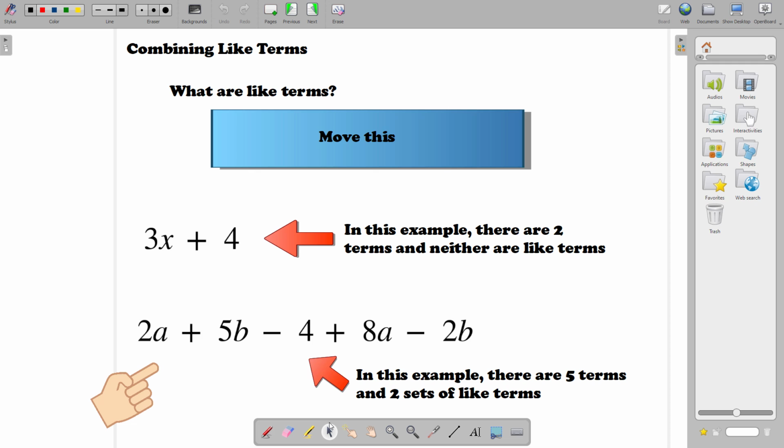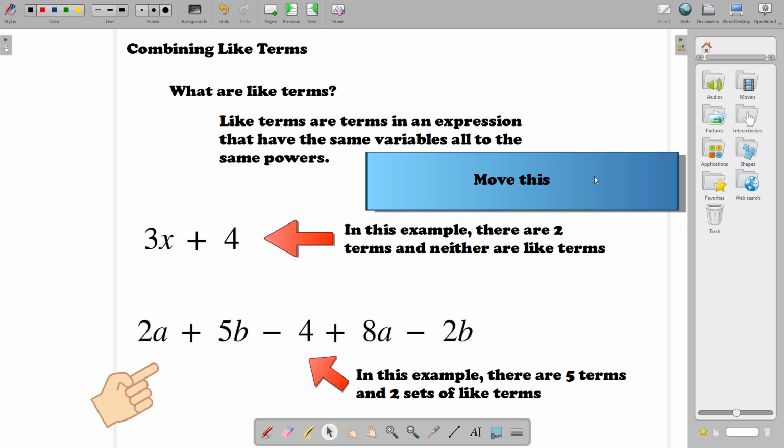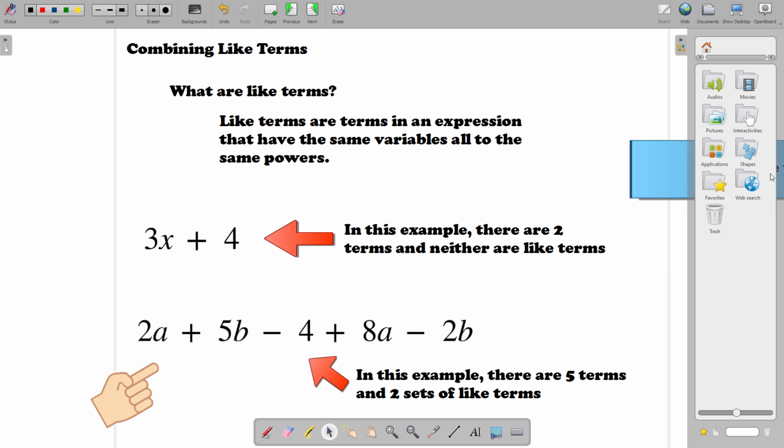First of all, let's talk about what like terms are, the definition. Like terms are terms in an expression that have the same variables all to the same powers. Down here, I have some examples. 3x plus 4. This is an expression. There are two terms in that expression. Neither of those terms are like terms because in order to be like terms, they have to have the same variables all to the same powers.